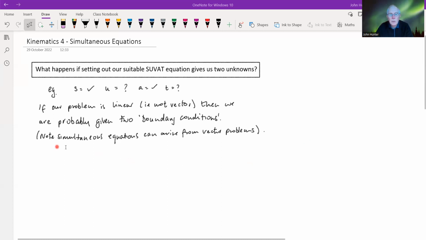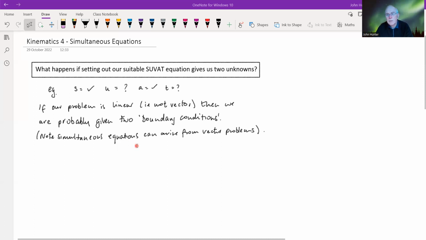It's worth noting that we may also see simultaneous equations arising in vector problems. We'll be doing this in a later video. That's where we've got motion in two directions, maybe east and north, x and y, or whatever we choose to call those directions. They arise in forces as well in mechanics, because we're looking at forces in two different directions. So if that does make sense, you can have a look at the forces section.